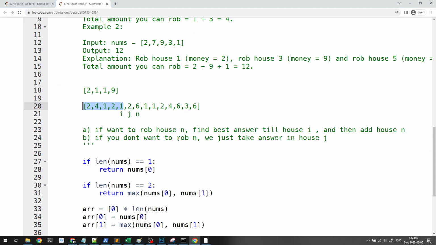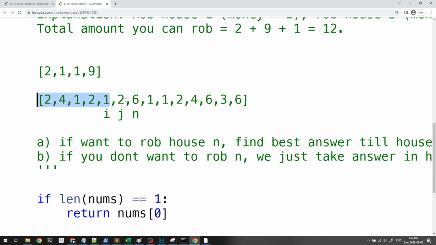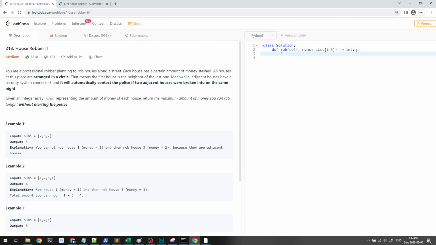Now, if we don't want to rob house n, then we can just take the answer that is in house j, so basically the best answer up till this point. And again, this doesn't mean that we've robbed house j. It is simply the best answer until this point. So for example, what does that mean? Well, if you take a look at this one, and maybe I can put this over here.